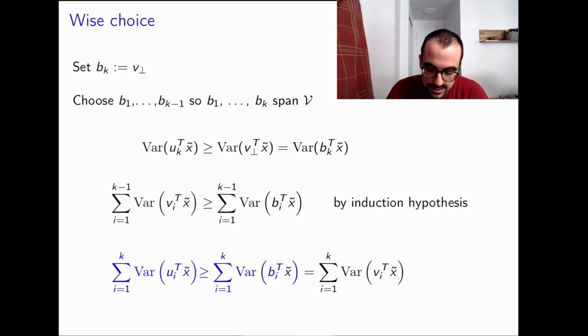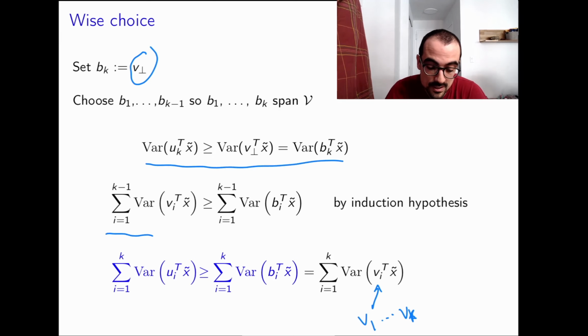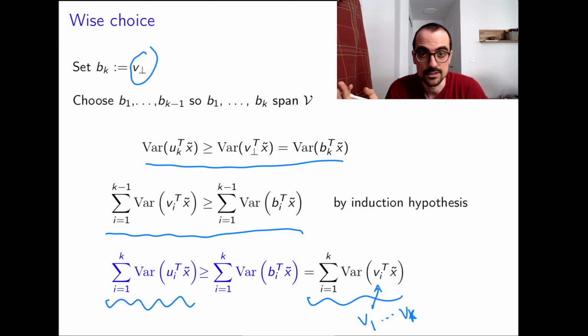Remember that we started with arbitrary orthonormal vectors v1 to vk. Then we said, okay, for that subspace spanned by them, we can choose whatever we want, and then we chose very wisely. We chose this guy that was for sure orthogonal to the first k-1 principal directions, so that we got this. And then by the induction hypothesis, we had this. So summing up together, we have that the sum of the variances in the direction of the first k principal directions indeed must be greater or equal to the sum of the variances in these other arbitrary k directions.